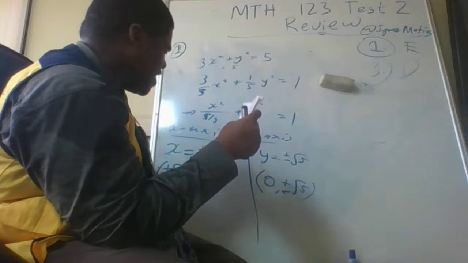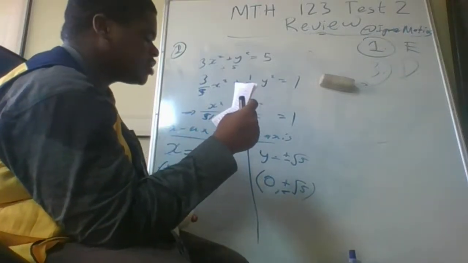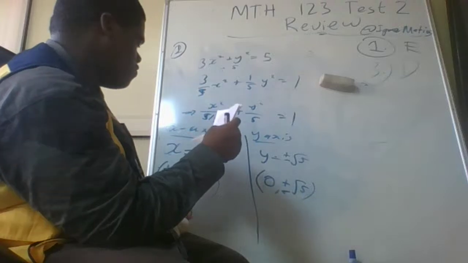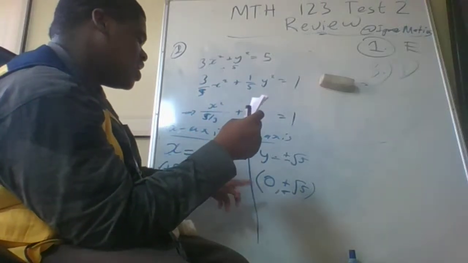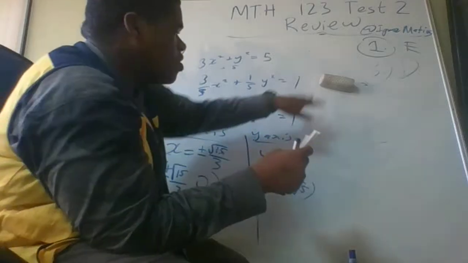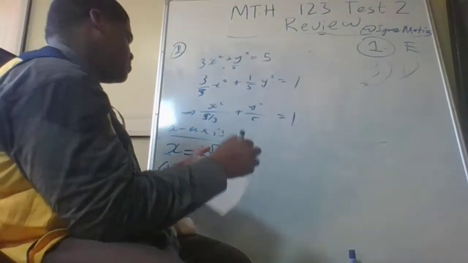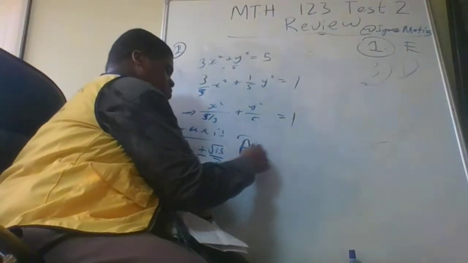Option A, x squared divided by 5 over 3 plus y squared divided by 5 is equal to 1. That is correct. And the intercepts are plus minus root 15 over 3, comma 0, and 0, comma plus minus root 5. So our answer is going to be option A for question 5. Option A.